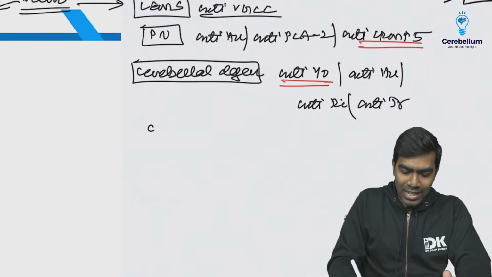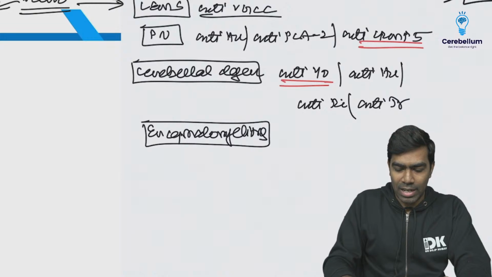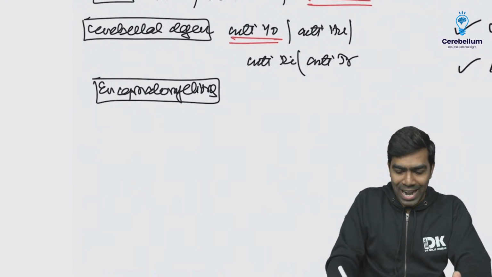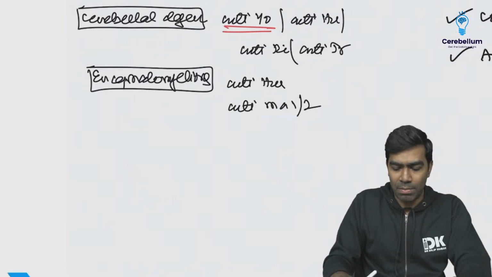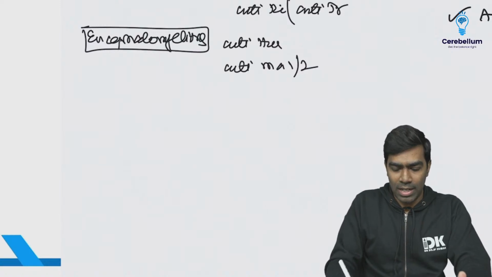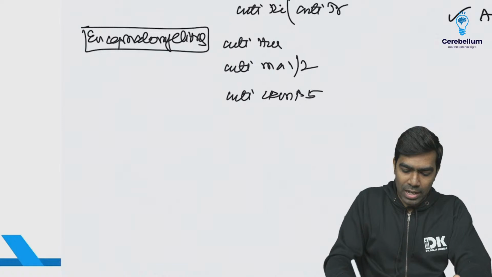And it can produce encephalomyelitis. It can affect the brain and the spinal cord together. That's called encephalomyelitis. Encephalomyelitis can be produced by anti-Hu antibodies. It can be produced by anti-Ma1, Ma2 antibodies. That's called anti-Ma1, Ma2 antibodies. And there is another antibody called anti-CRMP5 antibody which can also produce encephalomyelitis.